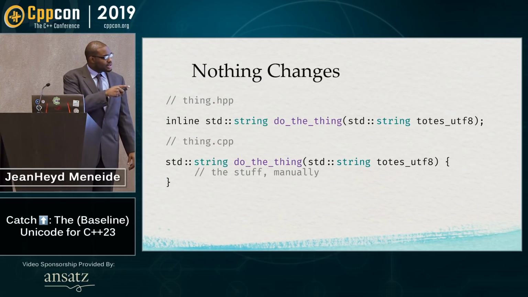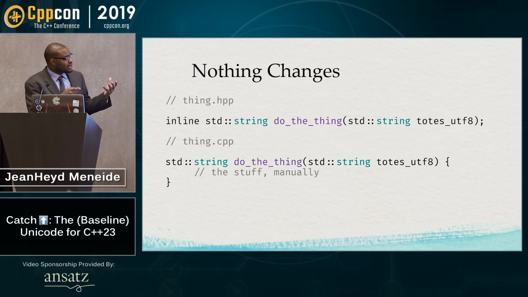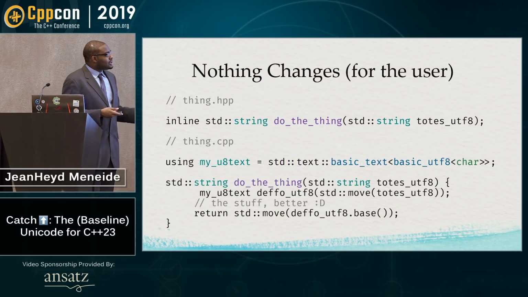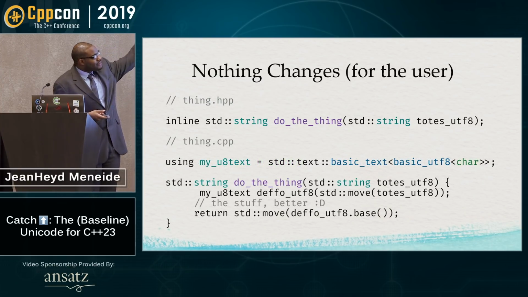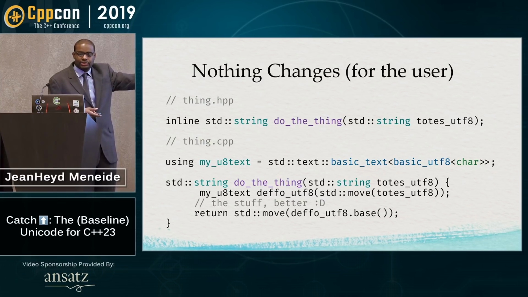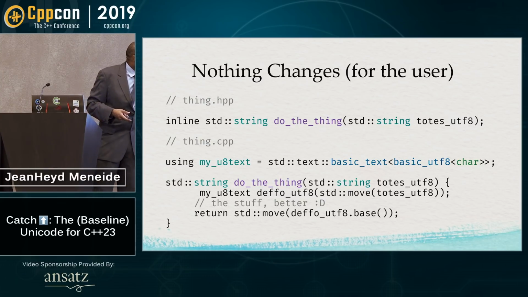And so the idea here is that with these container adapters and these view and range adapters, you can actually have your same interface. Nothing's changed for the user, but internally, you can use U8 text, right? You can move the storage into this U8 text. You can do all the stuff you did before, but without having to manually keep track of code points. And then you could just return the same thing that you always returned, right?